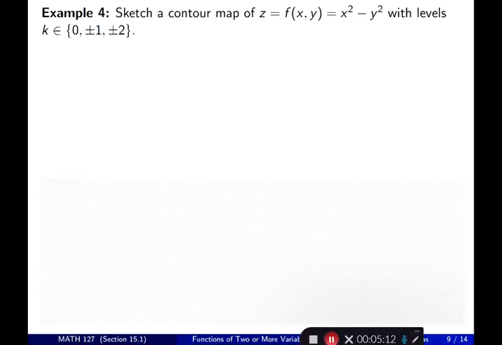So example 4: sketch a contour map of z equal to f of x and y, where f of x and y equals x squared minus y squared, with levels k.